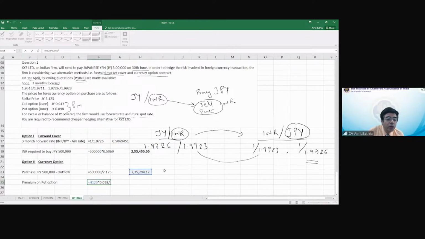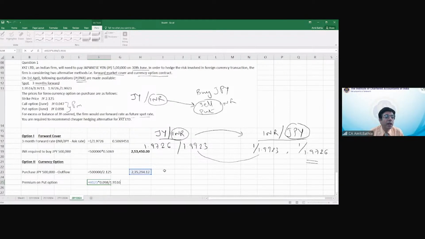Buying Japanese yen. No, I will need to sell it, no? I already have Japanese yen, right? My obligation, I already have Japanese yen. The premium is there with me. I will sell Japanese yen so that I get INR, which I will need to settle it. Are you with me? Let me repeat once again.